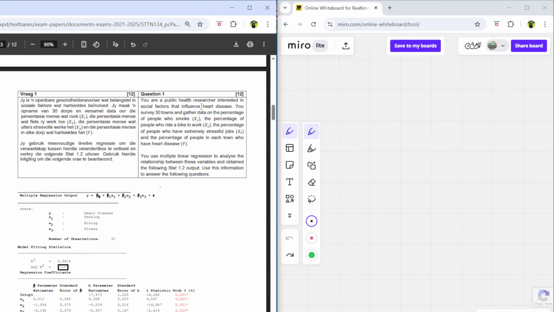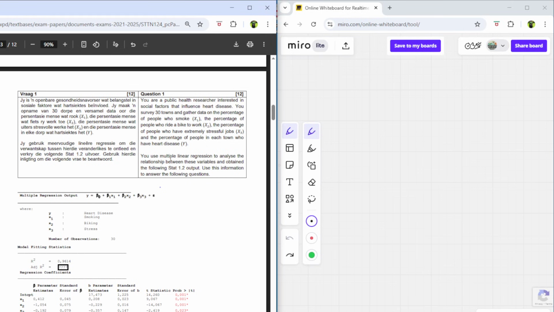You are a public health researcher interested in social factors that influence heart diseases. You survey 30 towns and gather data on the percentage of people who smoke, which is denoted by X1. The percentage of people who ride bike to work is denoted by X2, the percentage of people who have extremely stressful jobs is denoted by X3, and the percentage of people in each town who have heart diseases is Y. So we are determining the value of Y based on the people who smoke, the people who ride bike to work, and the people who have stressful jobs.